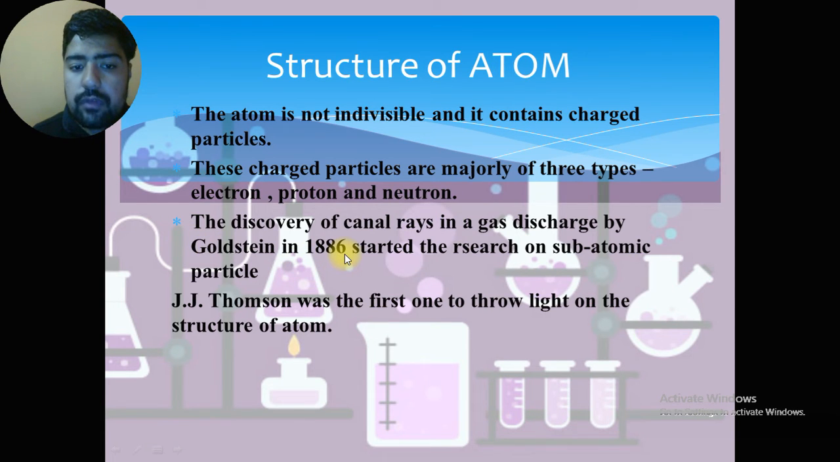Goldstein was one of the pioneering scientists who discovered canal rays, which were radiations in gas discharge, which started the research on subatomic particles. And J.J. Thomson was the first scientist who threw light on the structure of the atom.